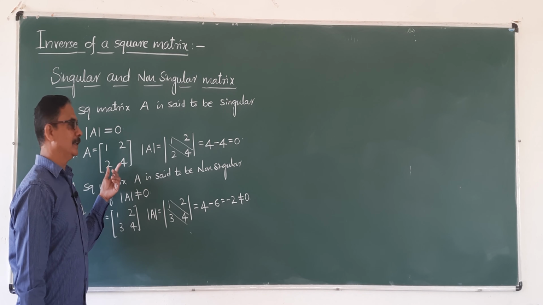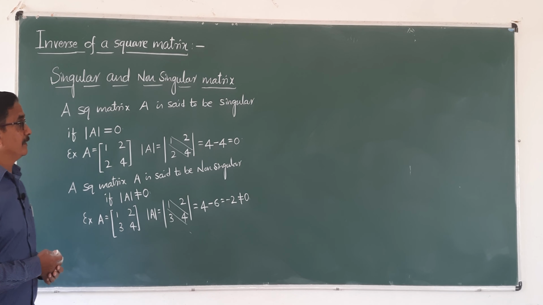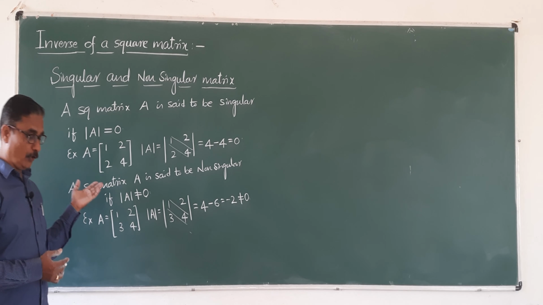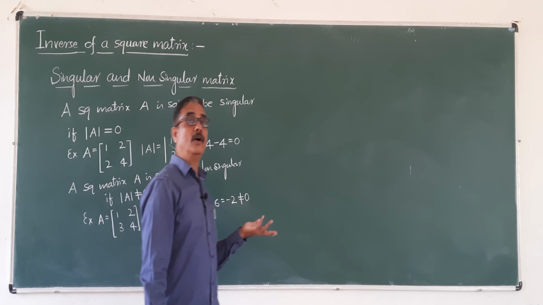Determinant of A is equal to 0, then the matrix A is said to be singular. In CET, questions may be asked, which of the following matrices are singular or non-singular?